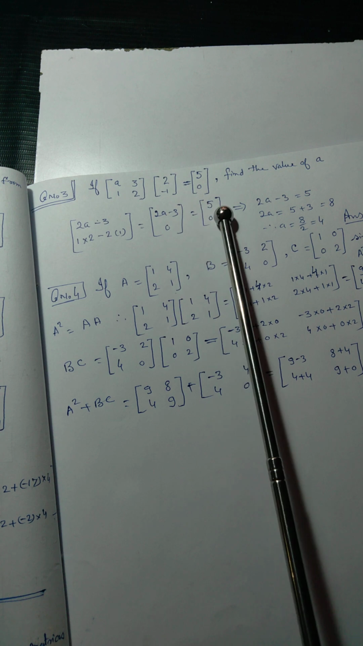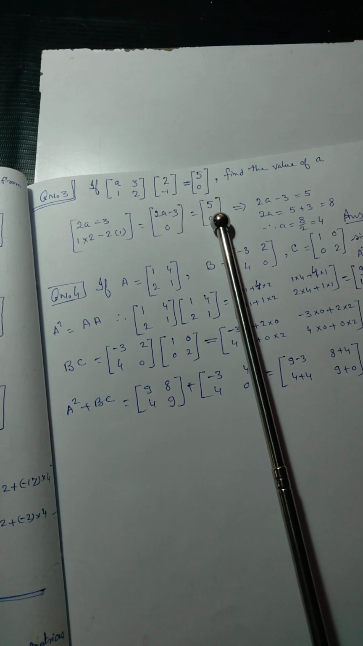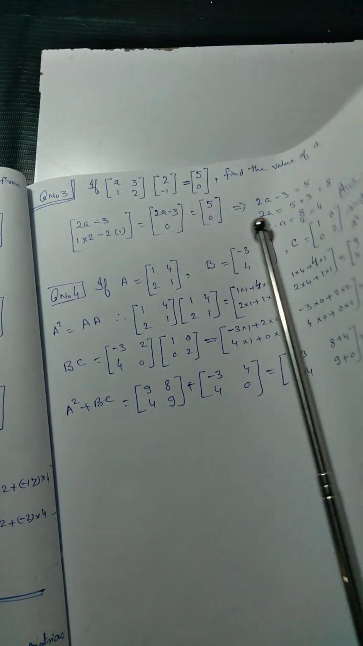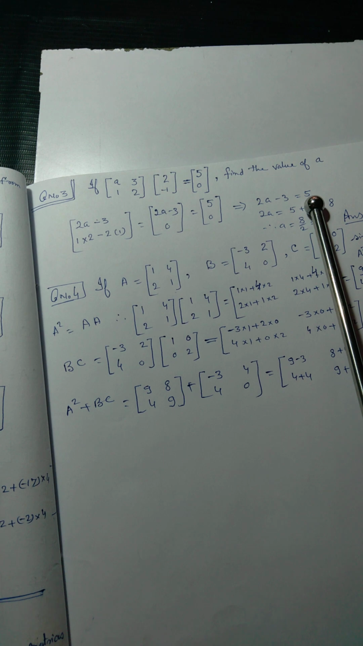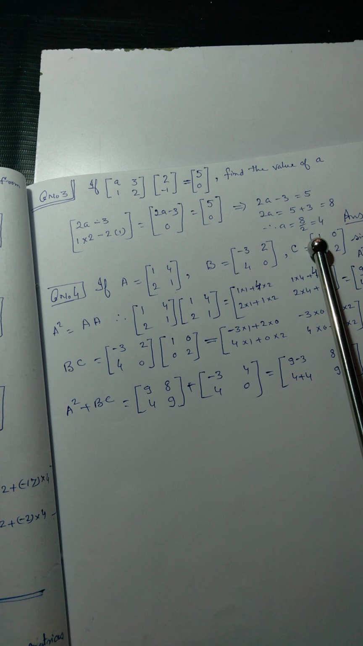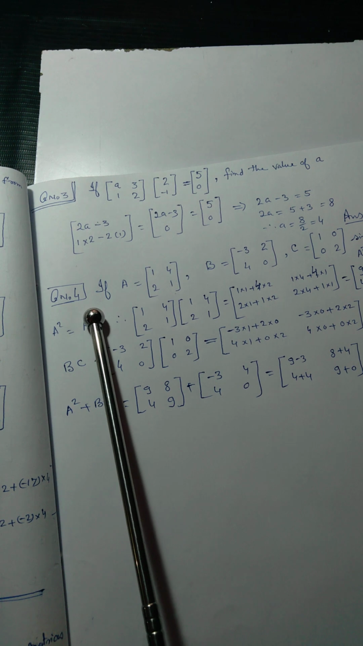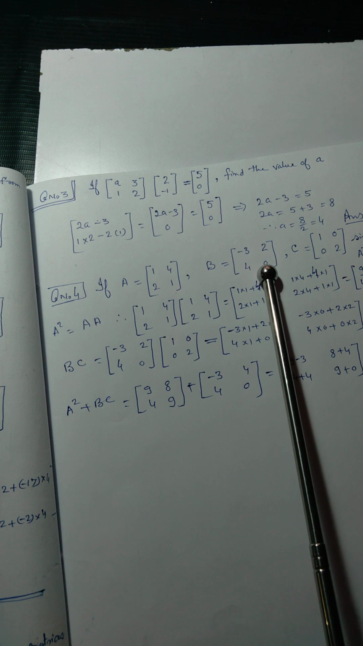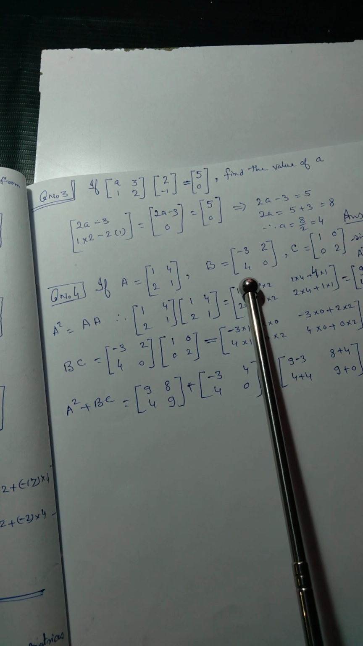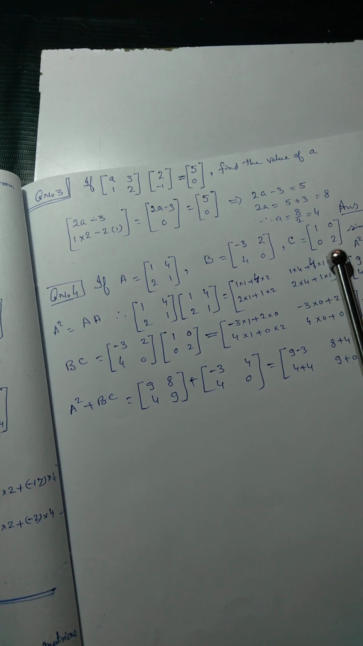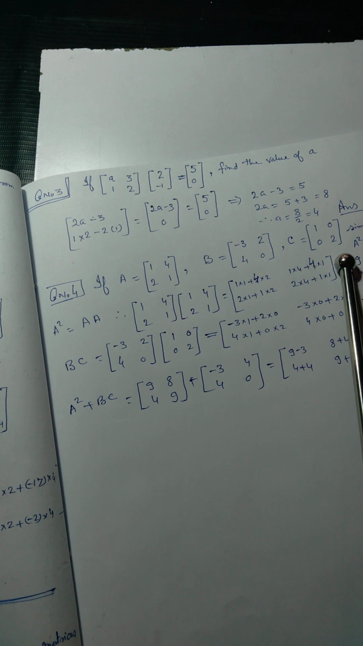So by comparing the elements of the matrices, corresponding elements of the matrices, we will get 2A minus 3 is equal to 5. 2A is equal to 5 plus 3, that is 8. So A will be equal to 8 by 2, that is 4. Now question number 4. If A is equal to 1 4 2 1, B is equal to minus 3 2 and 4 0, C is equal to 1 0 0 2, simplify A square plus BC.